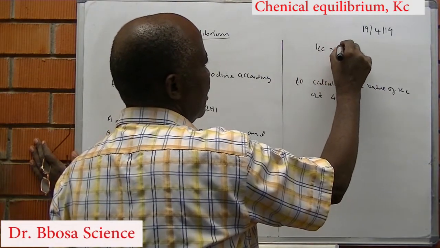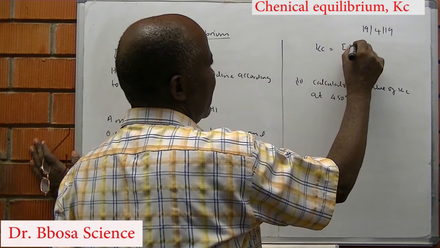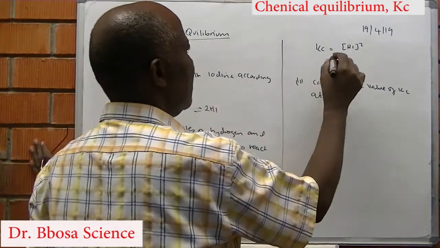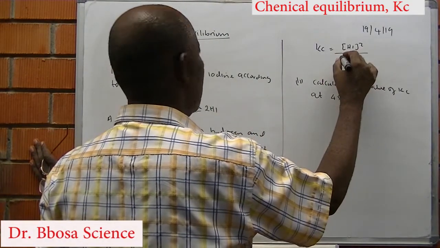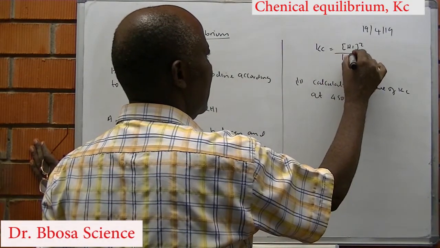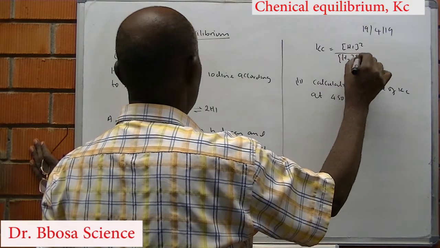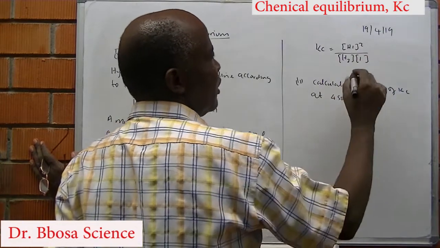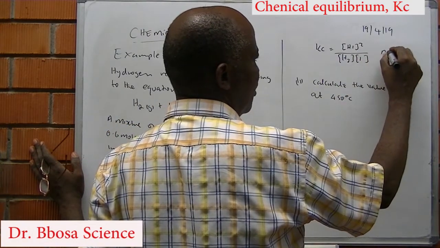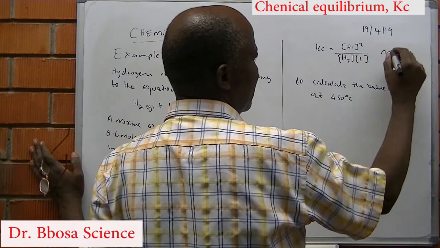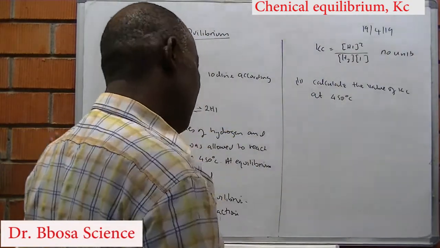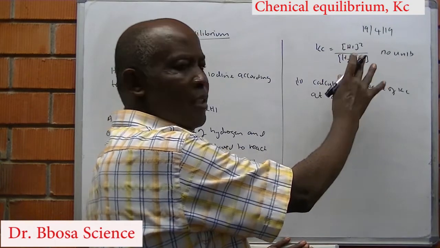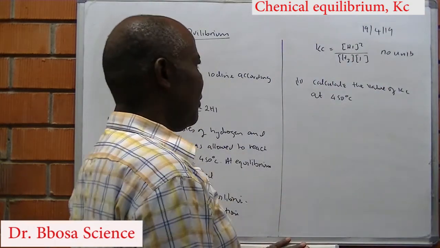Kc will be equal to the moles of HI squared over moles of H2 times moles of I2. So there are no units, because moles per decimeter cubed squared over moles per decimeter cubed times moles per decimeter cubed will cancel.